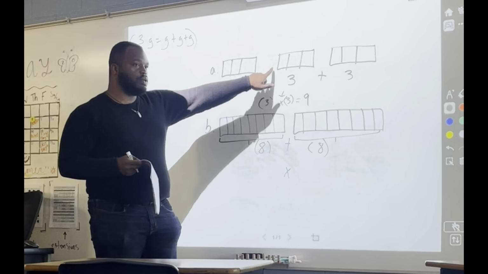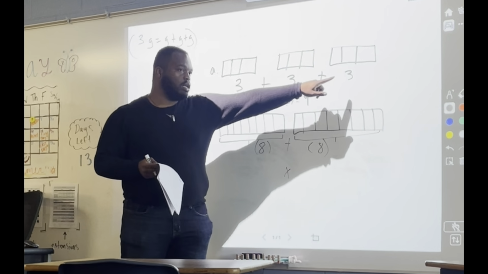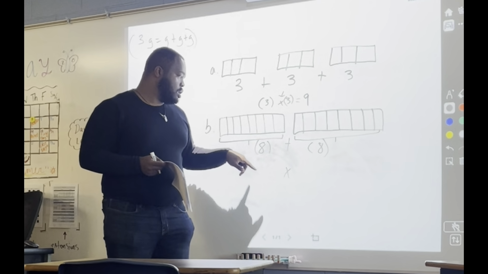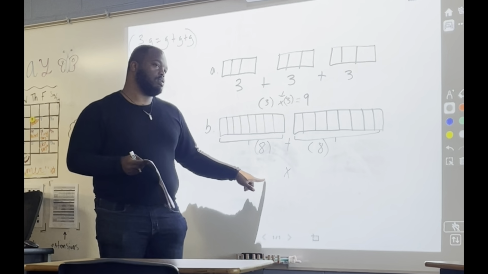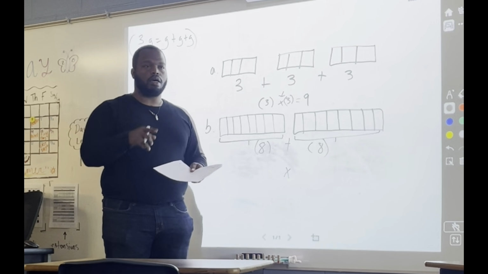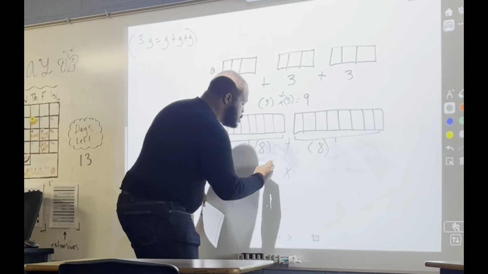So refer back to what we did up here on letter A. We did 3 plus 3 plus 3 equals 9, and we got 3 times 3 equals 9. And then we have 8 plus 8 that equals 16. What will be the multiplication of this? Kyrie? 2 times 8. Yep, it will be 2 times 8.